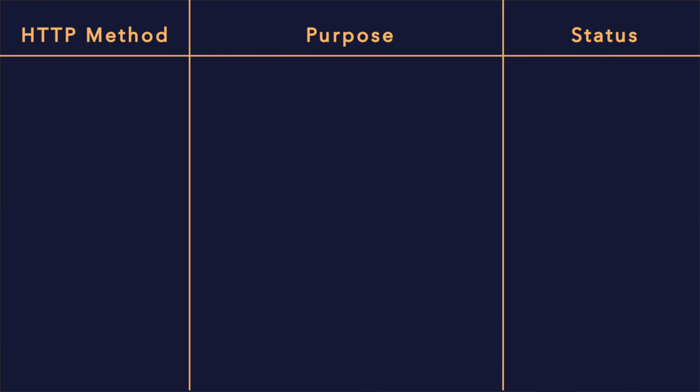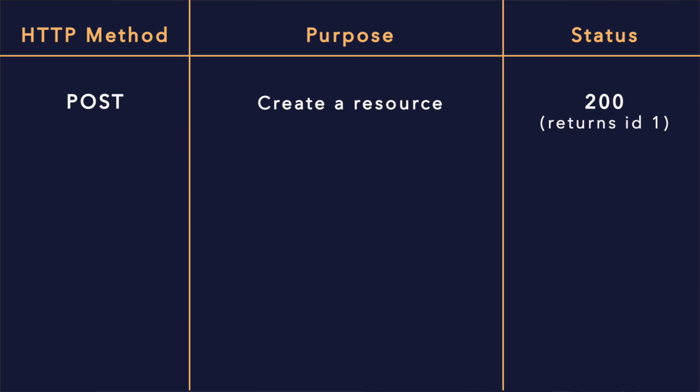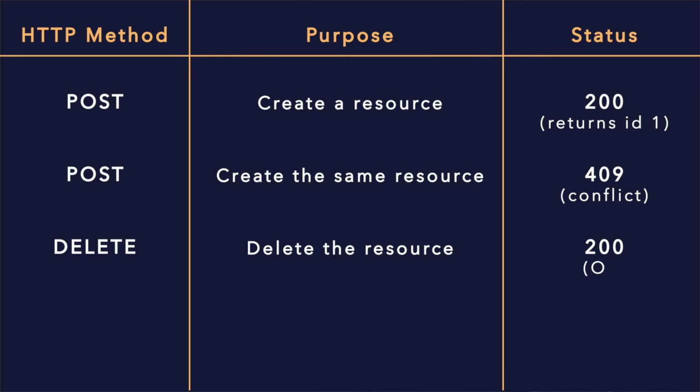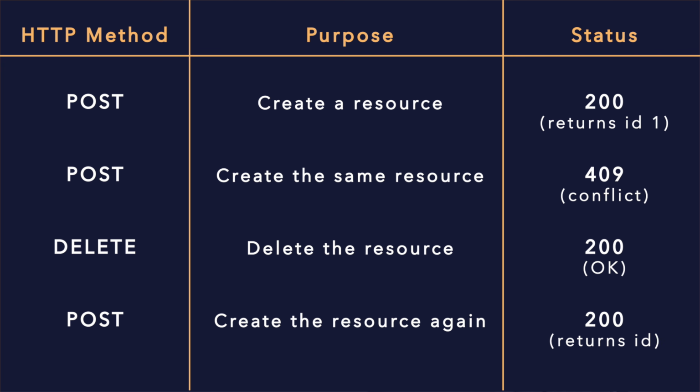Actually, you can do a fun exercise. You create a resource. Let's say it returns you the ID 1. Try to create that resource again. It will give you a conflict as 409. Now, delete that resource, and once you get 200, try to create that resource again. You will be able to create it again because you just deleted it and now there will be no conflict. This is just a fun exercise to understand the behaviors of get, delete, post, etc. But this is how the implementation works out.